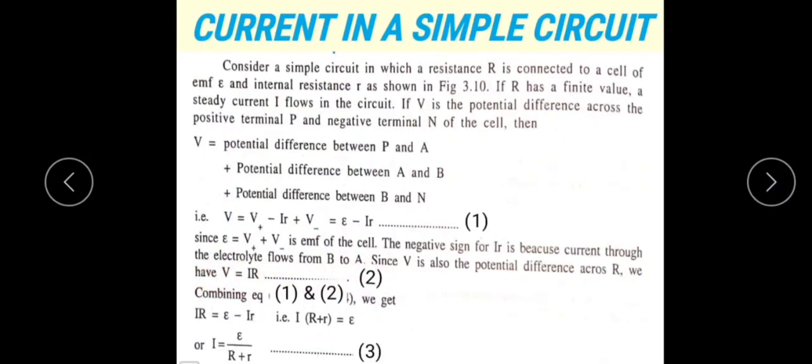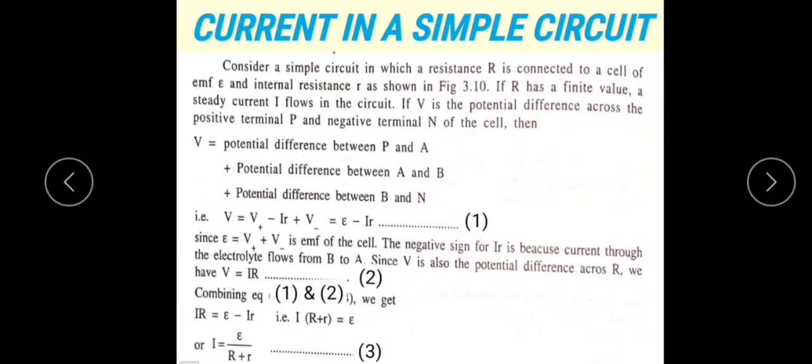From equation number 1 and 2, on combination of these equations we have, because V here is also V, hence IR is equal to E minus I into small r. Now we want the expression for current through the simple circuit.